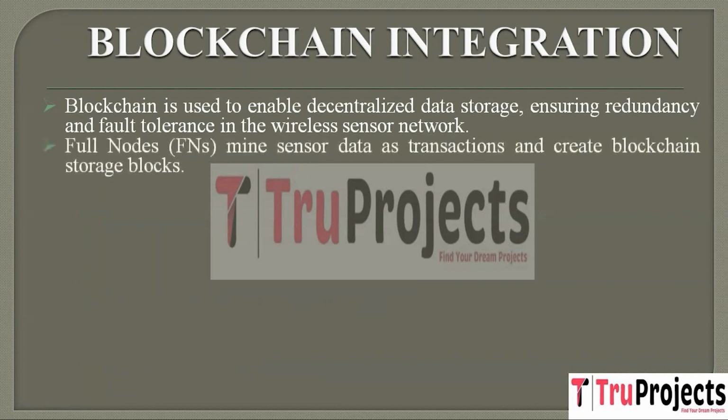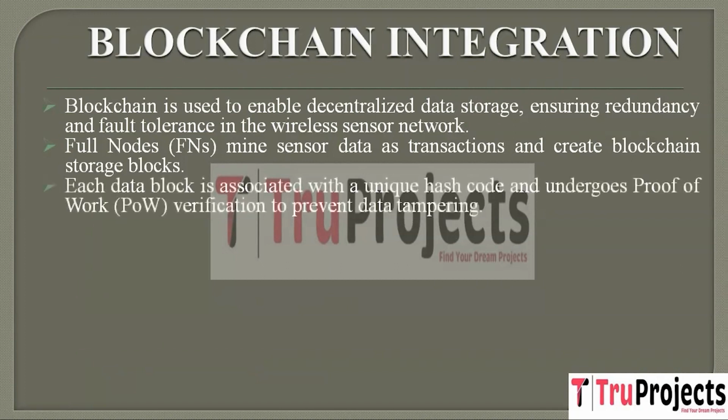And FNs receive data from light nodes and process it into blocks suitable for blockchain storage. This mining process involves validating and timestamping data, adding it to the blockchain, and ensuring its security and immutability. A unique hash code is generated for each data block, serving as a digital fingerprint.